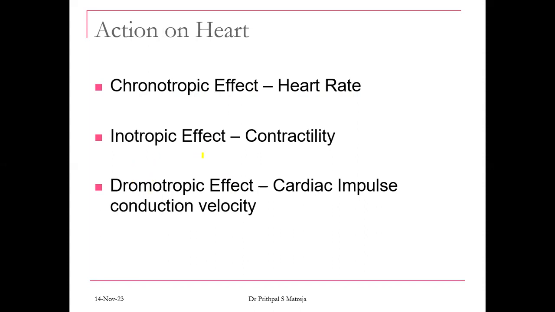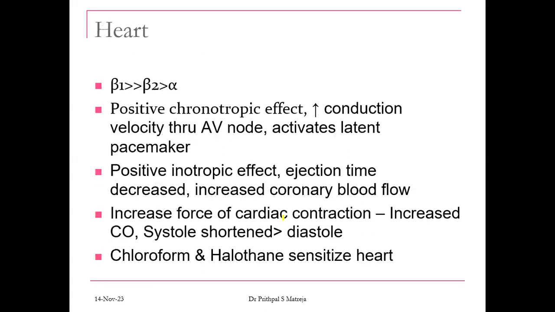Similarly, inotropic effect refers to the force of contraction. If a drug causes increased force of contraction, it has a positive inotropic effect. And similarly, if a drug causes a decreased force of contraction, it has a negative inotropic effect. And dromotropic effect refers to the effect on the cardiac impulse and conduction velocity. If any drug increases the conduction velocity, it has a positive dromotropic effect, and any drug that decreases the conduction velocity has a negative dromotropic effect. Now, we talk about these sympathomimetics, they have a positive chronotropic, positive inotropic, and a positive dromotropic effect.